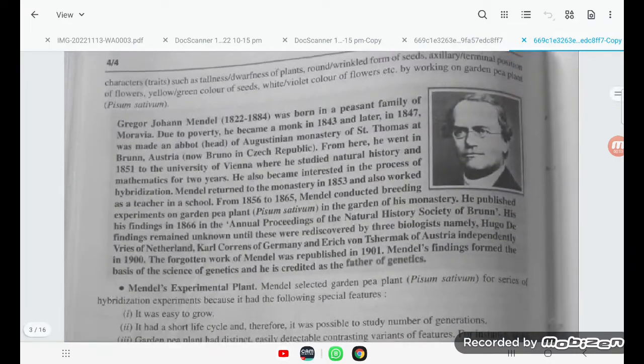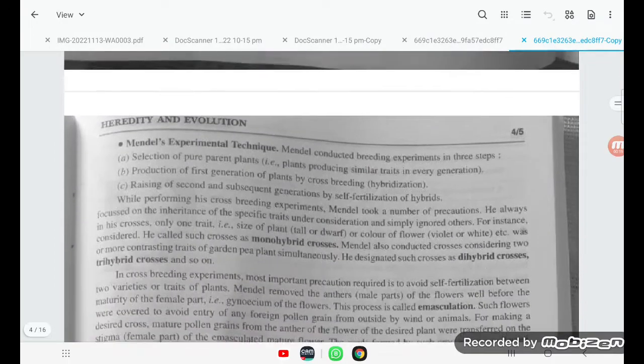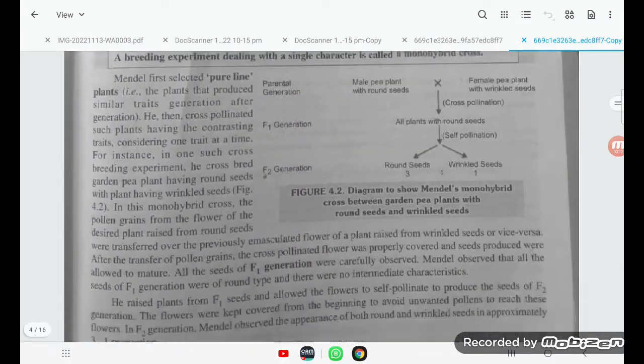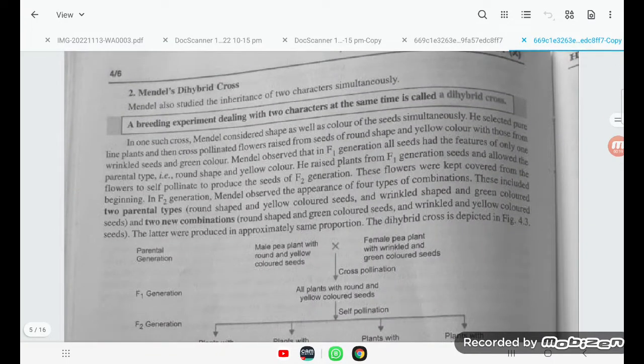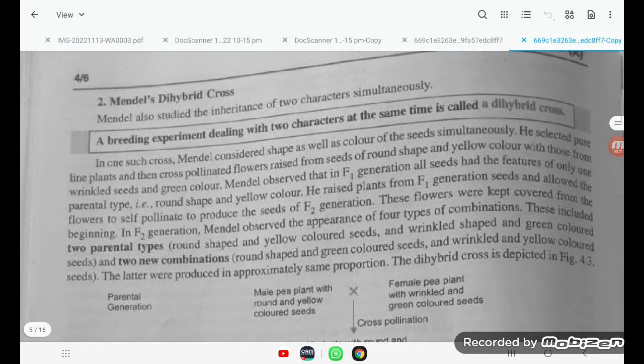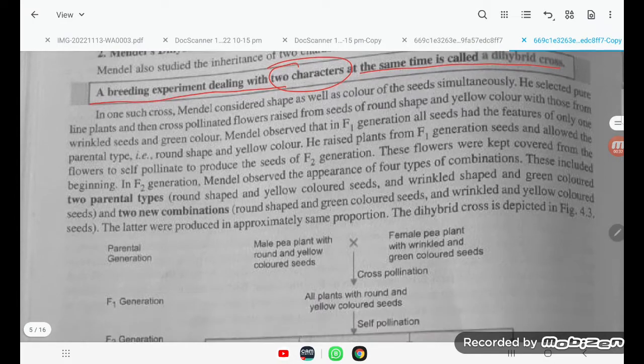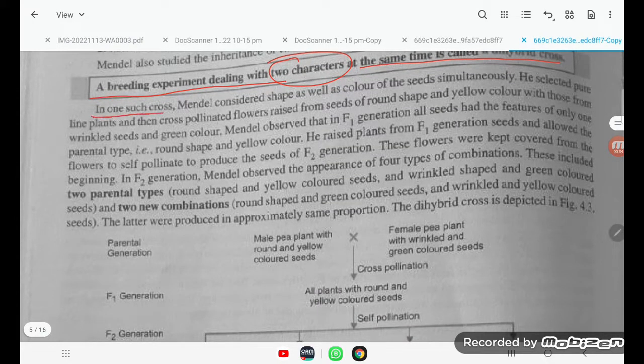So here you see, students, dihybrid cross means the cross or hybridization of two different characters. A breeding experiment with two characters at the same time is called a dihybrid cross. Monohybrid cross means one character. Now, in one such cross, Mendel considered the shape as well as the color of the seed simultaneously.